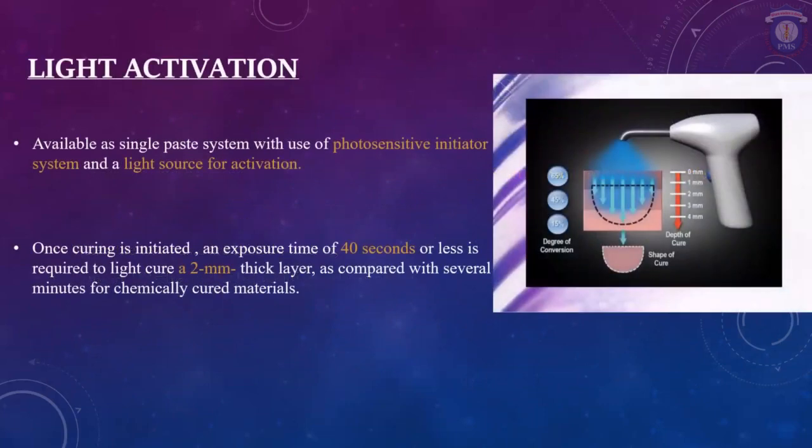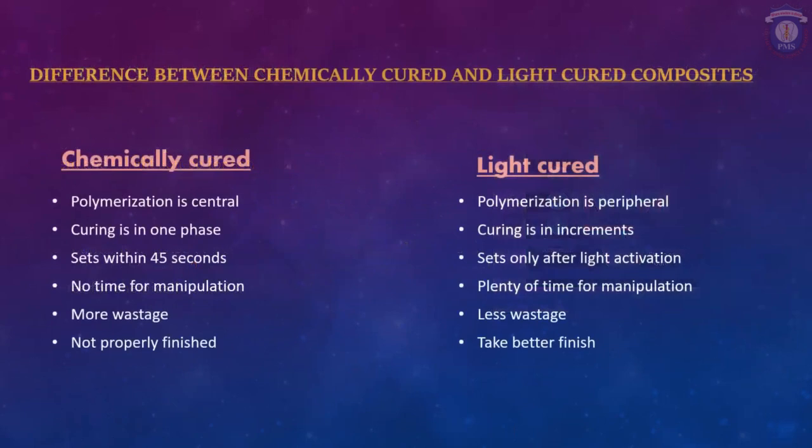In light activated composites, it is available as a single phase system and uses a photosensitive initiator system and a light source for activation. The difference between chemically cured and light activated composites is that in chemically cured composites, polymerization is central, curing is in one phase, and it sets in 45 seconds. It has no time for manipulation. It has more wastage and is not properly finished.